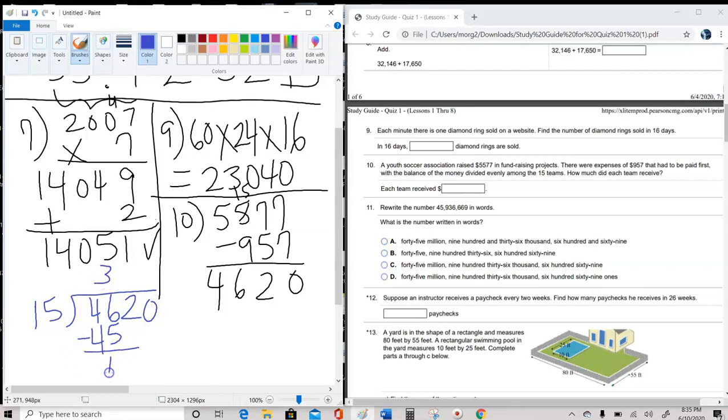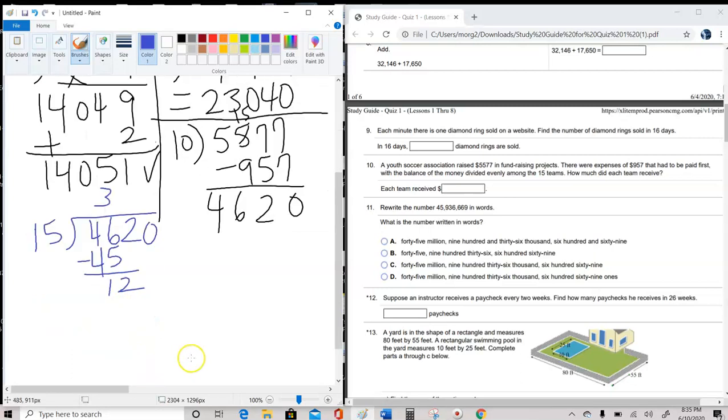And just divide carefully if you are doing this by hand or you have to show your work. 15 can go into 46 3 times, and so on. Bring down the 0. And then 15 can go into 120 8 times. Evenly. So each team received exactly $308.